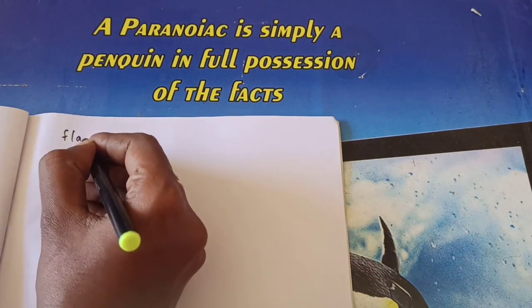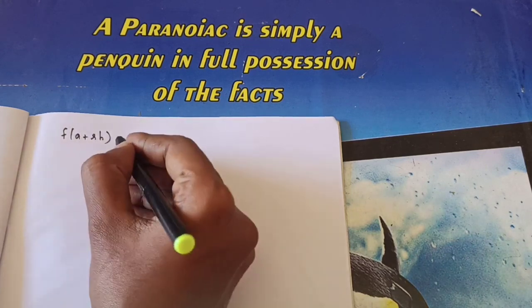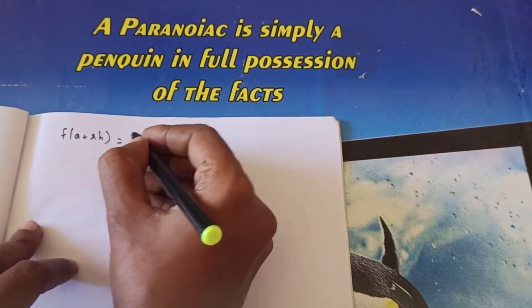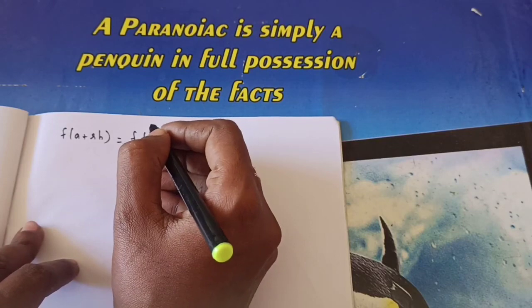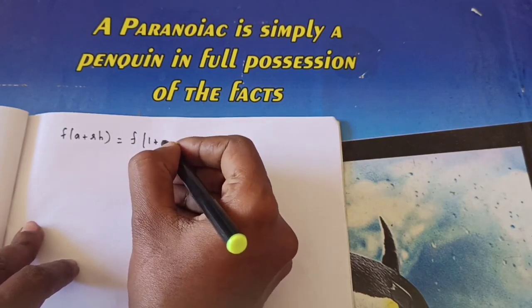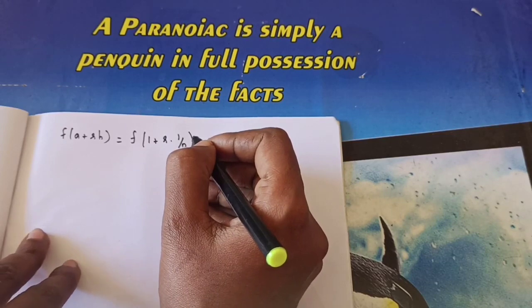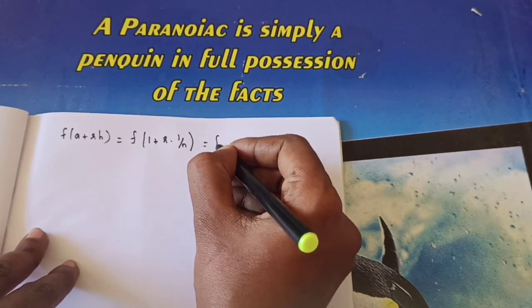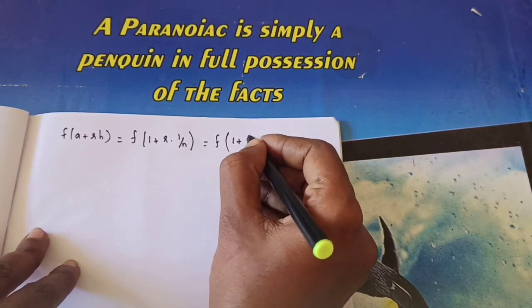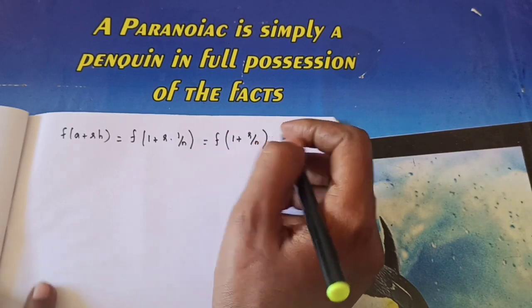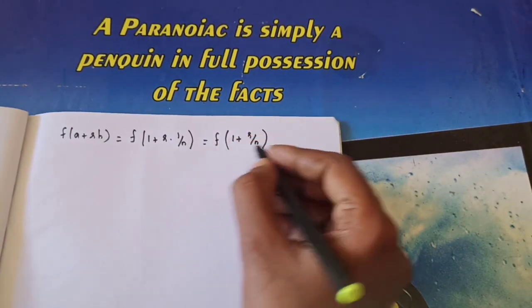So f of a plus rh is equal to f of a plus rh. Substitute there. The a value is 1, plus r into 1 by n. Correct? So what's the value we get? f of 1 plus r by n. Okay, so keep it in mind.